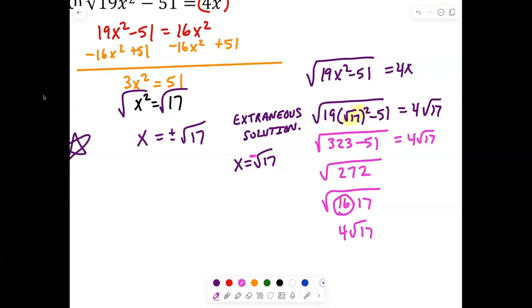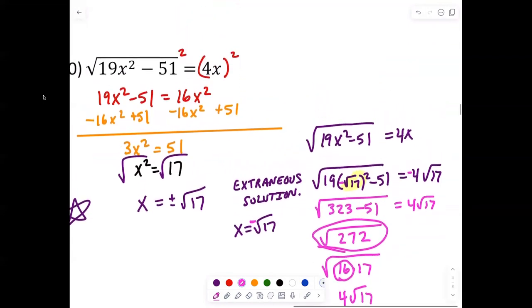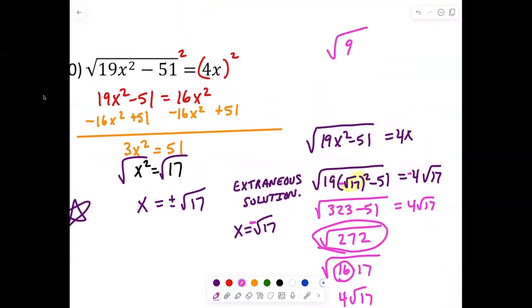Right? So this becomes a negative and this becomes a negative. Do we agree? Can a square root equal a negative number? No, no matter how hard I try. If I say the square root of 9, does that equal negative 3? Square root of 16, is that going to be negative 4? No, there's no way. A square root is always going to be what? It's always going to be positive.